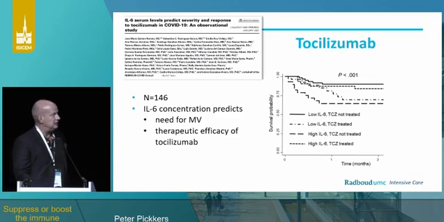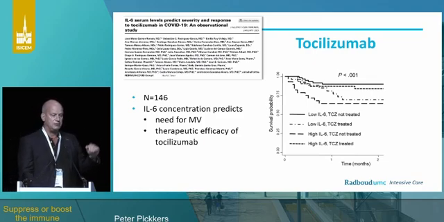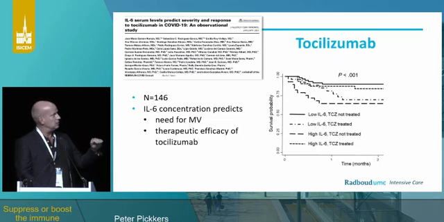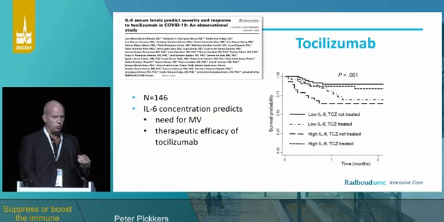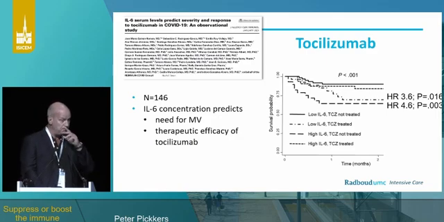So you can see this here, that the very top line of this Kaplan-Meier curve shows those patients with low IL-6 levels that did not receive tocilizumab. They have the best prognosis. The very bottom line is those patients with high levels of IL-6 that also did not receive tocilizumab, so these patients have the worst prognosis, 4.6 times more likely to die.